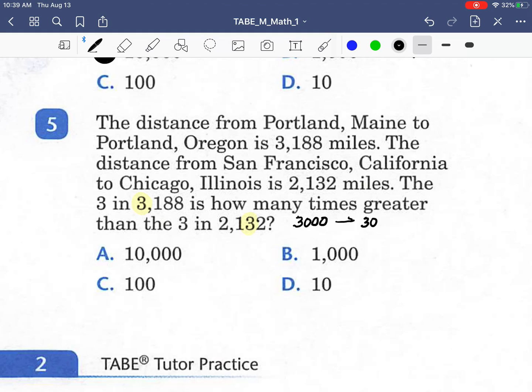So from 3,000 to 30, that's breaking down. That is division. So 3,000 break it down to 30, so you have to divide to do that. And cancel out your zeros. 3 into 3 is 1, and you still have 2 zeros left. So I am looking for 100 times. Number 5, the answer is C.